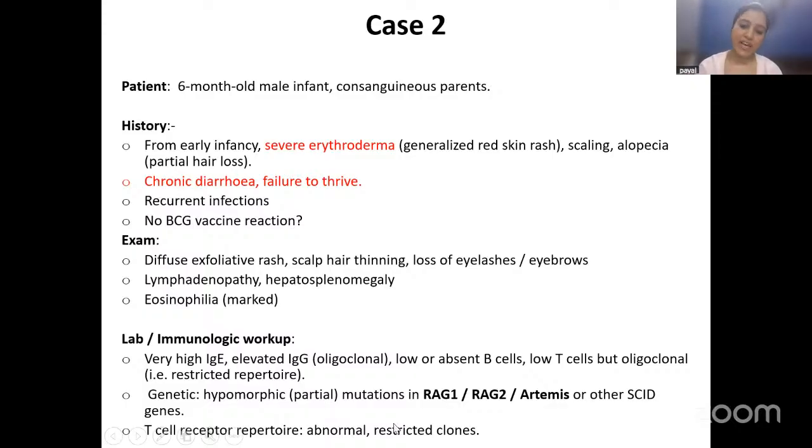So NGS gave us the answer. NGS had mutation in the RAG gene. What is RAG gene? It is actually a recombination gene. What does it help in?